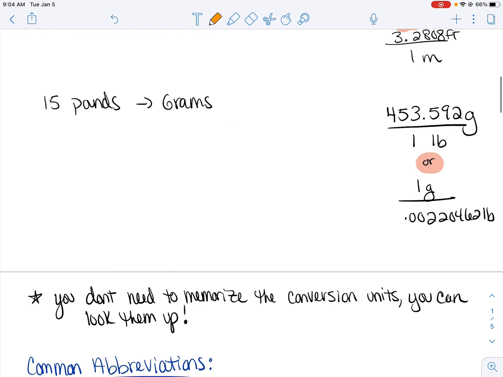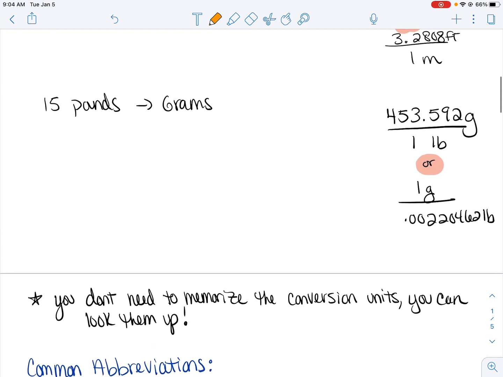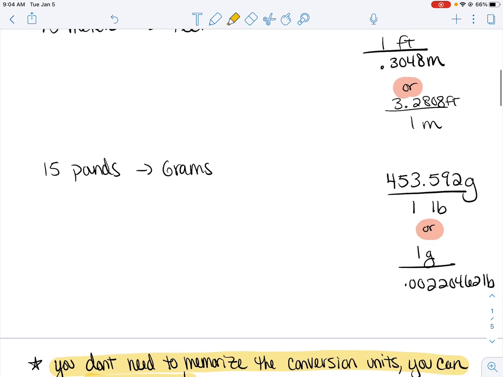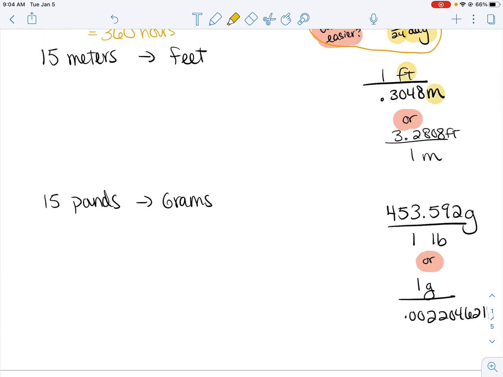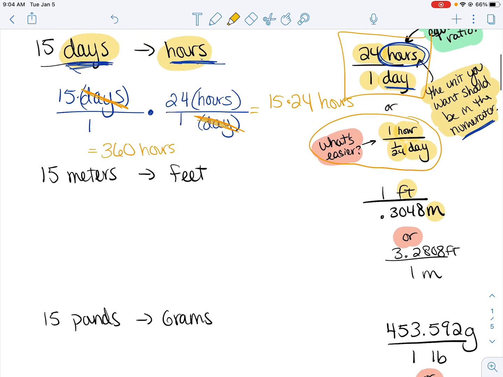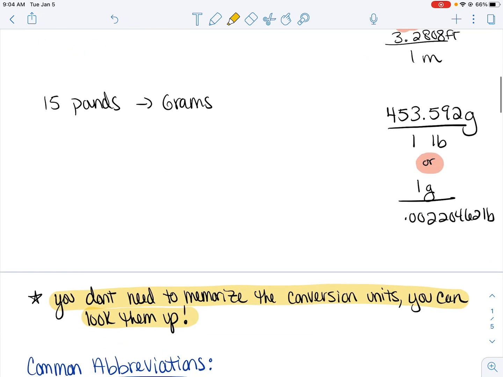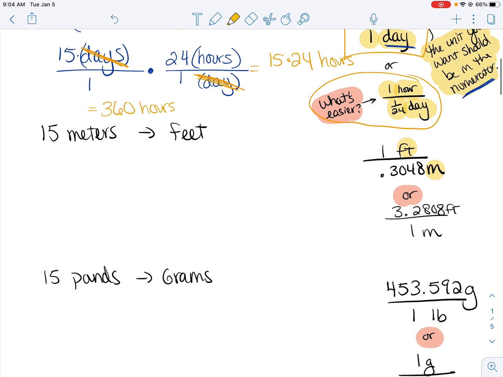And I do want to note here, you don't need to memorize the conversion units. You can look them up. We live in the 21st century. I don't memorize how many meters are in a foot. I know approximately, but not exactly. So that's something you can just Google. I don't expect you to know those things off the top of your head. So make that note. You don't need to memorize those conversion units.